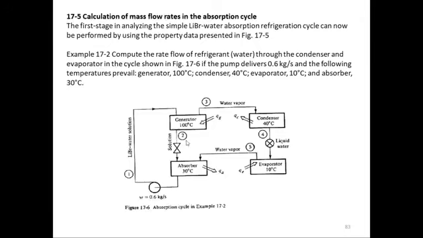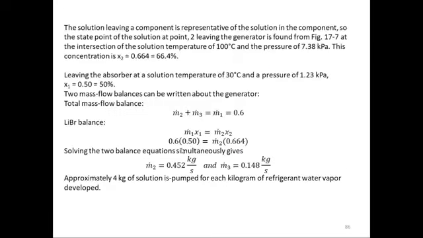Okay, steady state and steady flow process. So that's what is written here. Lithium bromide balance, m.1 x1 should be equal to m.2 x2. Now we know m.1 is 0.6, it is given. X1 we found out from the graph, from the PXT graph, and here m.2 we don't know, but x2 we know it is 66.4% from the PXT graph. Okay, so now if we solve it, we can find out what is m.2.